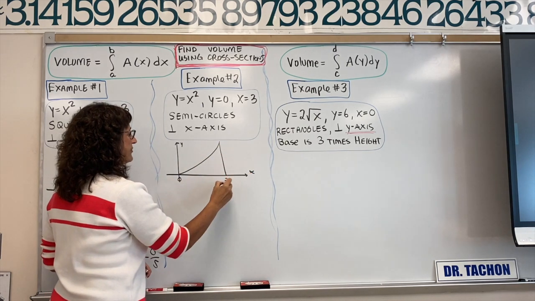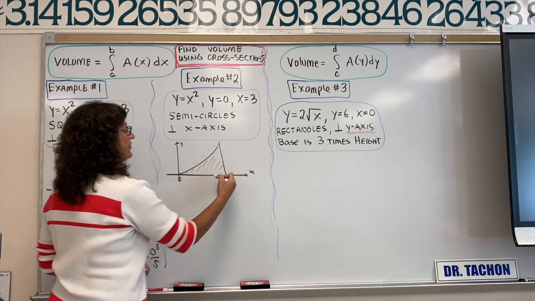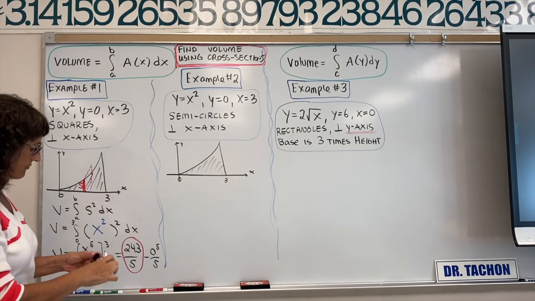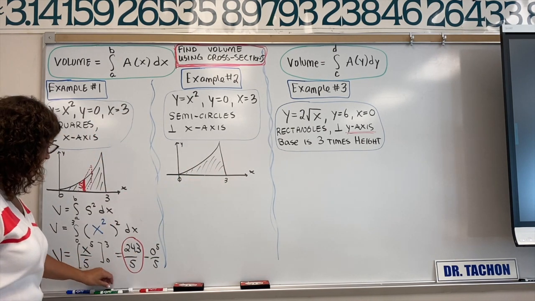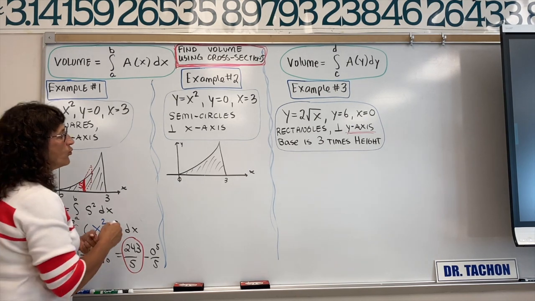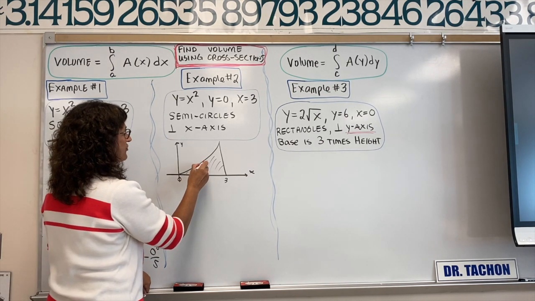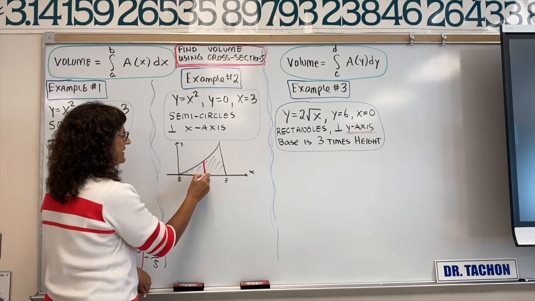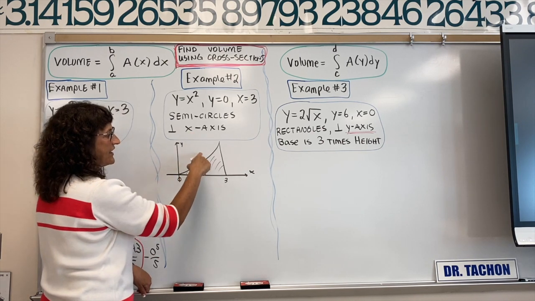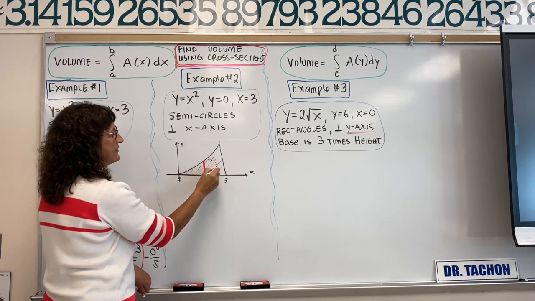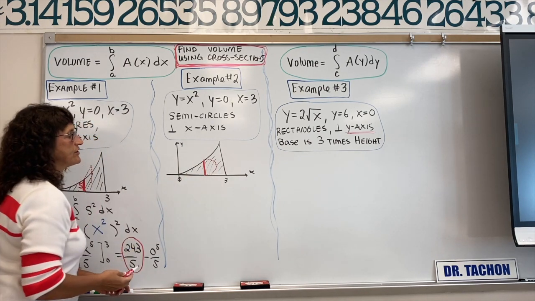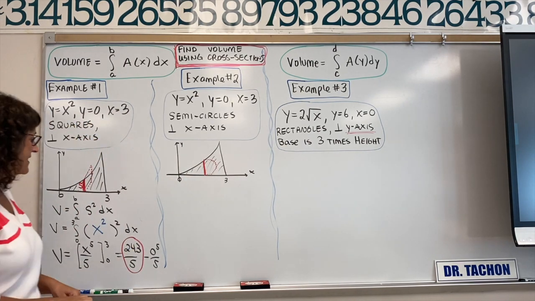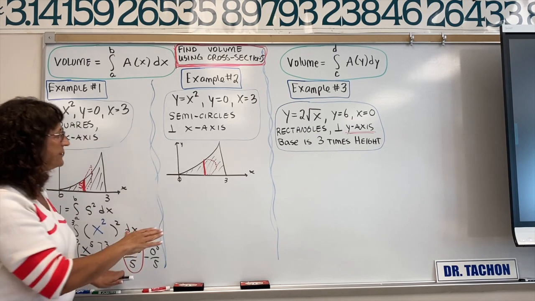It goes from 0 to 3, and this is my base right here from 0 to 3. It's the parabola, so you've got your parabola and you've got your x-axis. We want to draw one slice. My diameter of my semicircle is sitting on the axis, perpendicular to the x-axis, and here is my one slice of my semicircle. I'll label the radius in a moment.